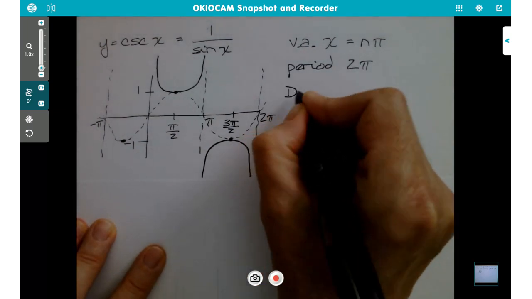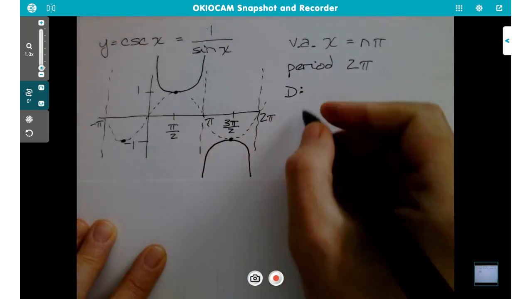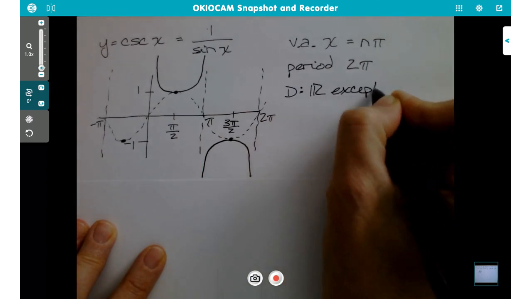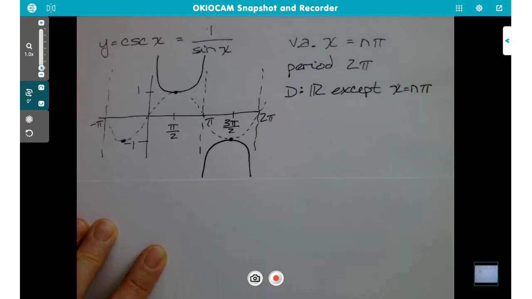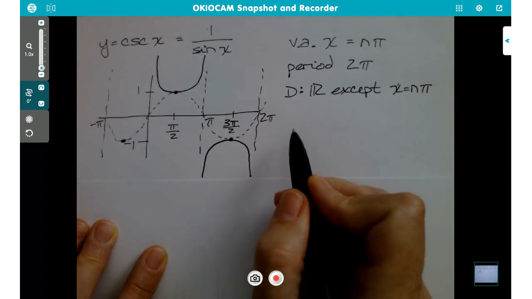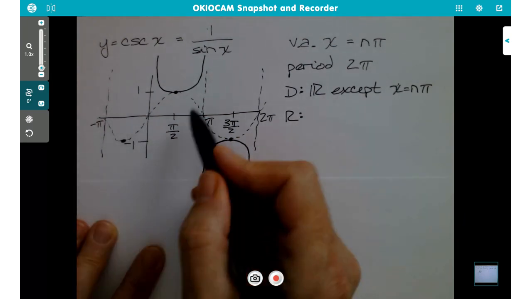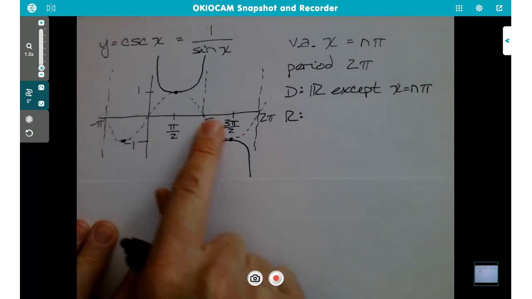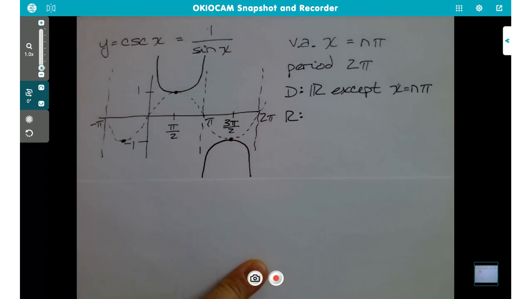The domain: I can find the cosecant of anything except where the asymptotes are. So all real numbers except where the asymptotes are, x equals any integer multiple of pi. For the range, we have this no-fly zone in between -1 and 1. The sine function is in there, but that's not part of the cosecant function graph. We just put that in there for some guidance.